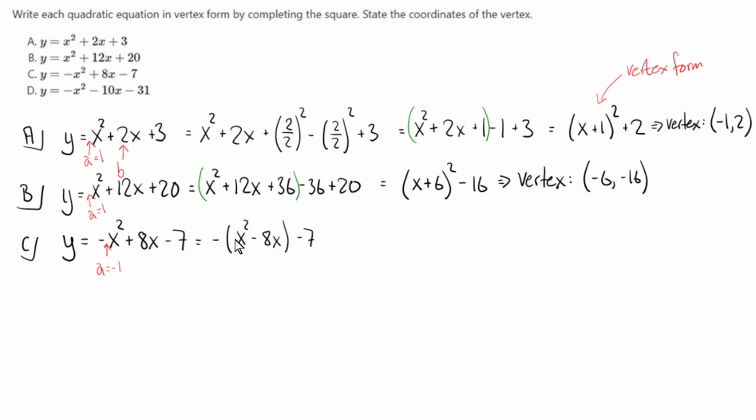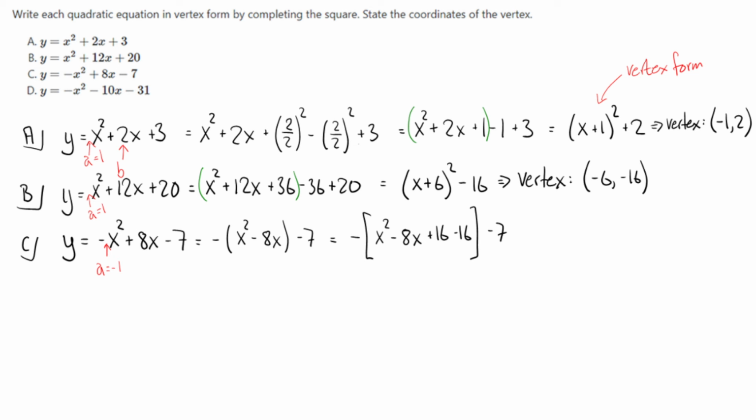So at this point, we're going to proceed the same way we did up here, but there's going to be some extra brackets to keep track of. So we have the -1 we factored out, and then I'm going to go x squared minus 8x, and now we divide the 8 by 2 and square it. So half of 8 is 4. 4 squared is 16. So we add 16. We subtract 16. We close the bracket, and then we have the -7 on the outside.